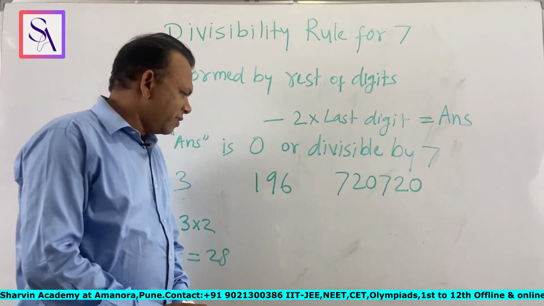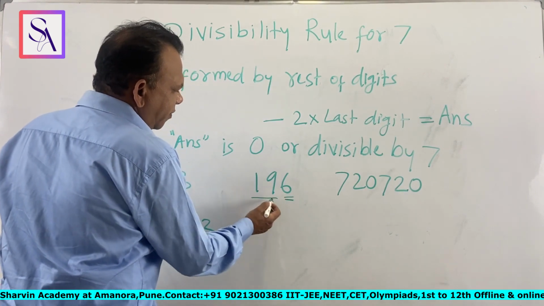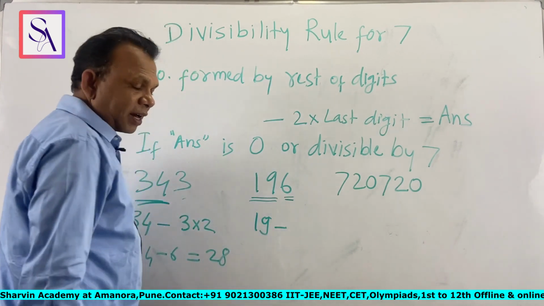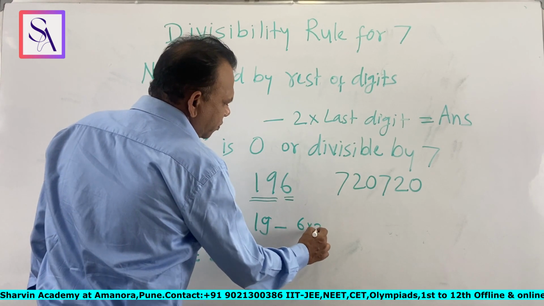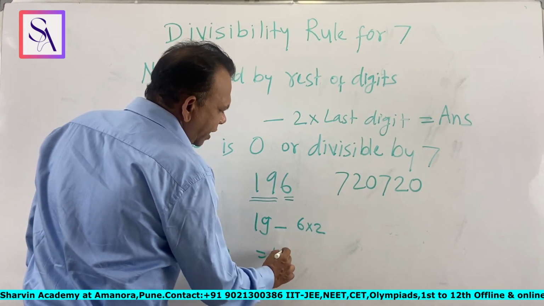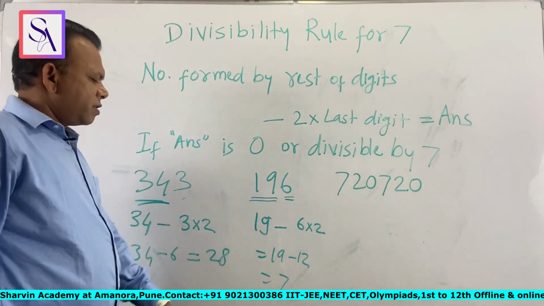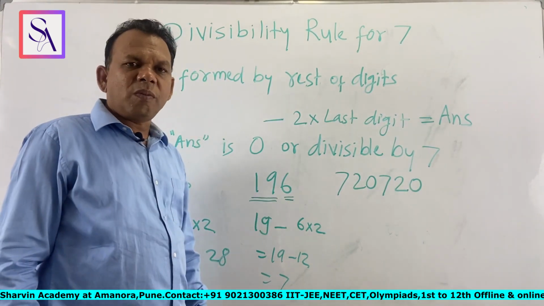Similarly for 196, if I leave this 6 aside, 19 is the number and I have to subtract twice of this last digit, 6 into 2. How much would it be? 19 minus 12 is equal to 7, and 7 is divisible by 7, hence 196 is divisible by 7.